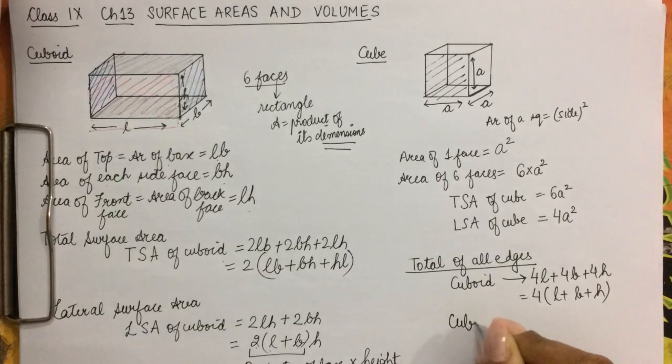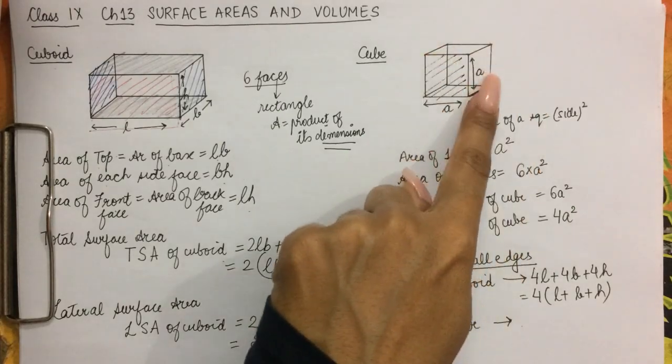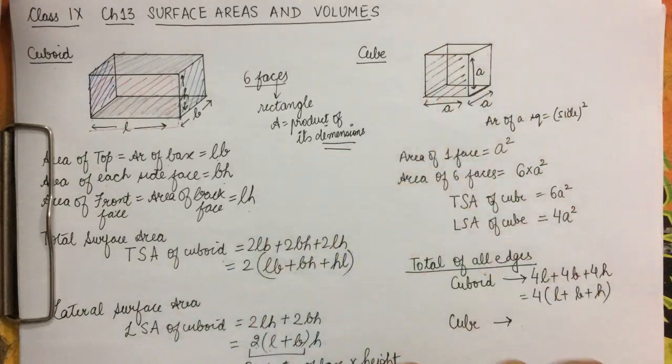For a cube, since all 12 edges are equal, each edge is represented by A and all the 12 edges are equal, 4 horizontal ones, 4 vertical ones and the 4 slanting ones, all 12 are equal. So for a cube, the length of all edges will be given by 12 times A.